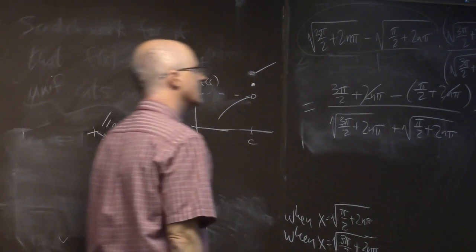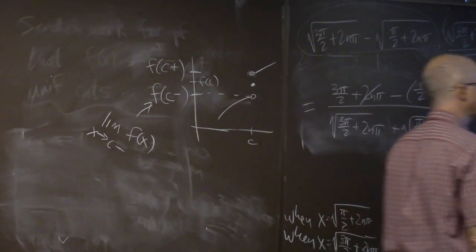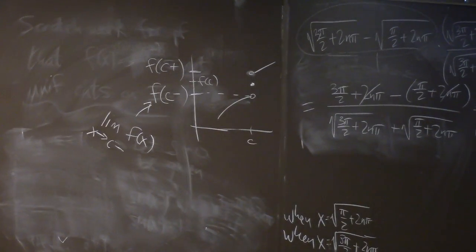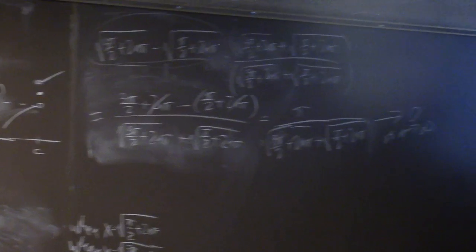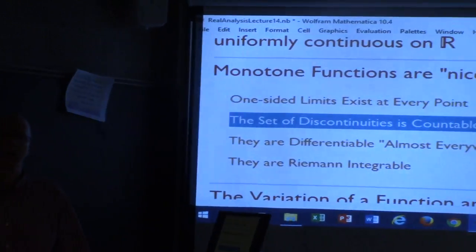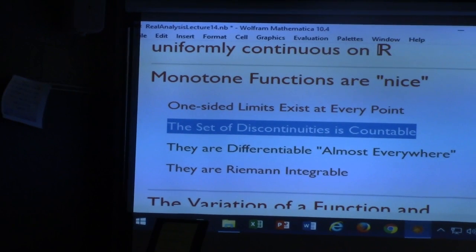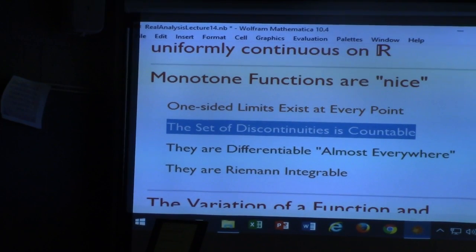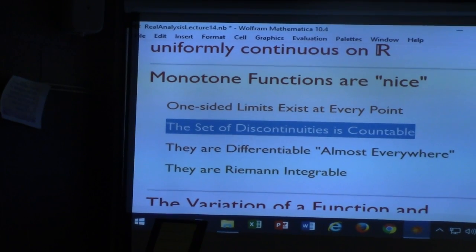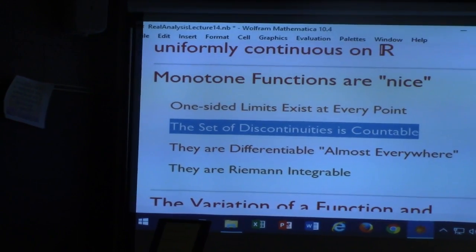So those left and right-hand limits exist everywhere on the domain of a monotone function, continuous or not. If you consider the set of all points where a monotone function is discontinuous, that set is countable, either finite or countably infinite. It can't be uncountable.